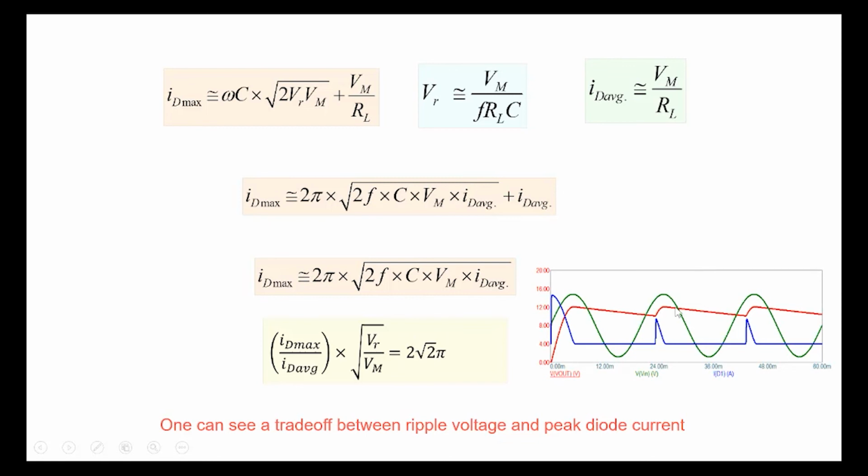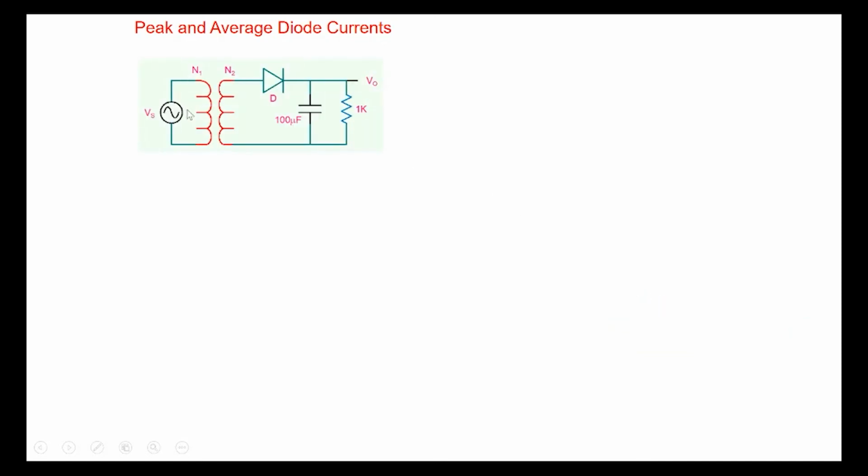diagram here, because if you reduce the ripple, then this particular part of the waveform, this particular time period, becomes smaller and smaller. And in that small time, the diode has to conduct and supply all the charge that the capacitor has lost through RL here. And therefore the peak value will become larger and larger. So as you reduce the ripple, the delta T here becomes smaller and smaller, and therefore I will become larger and larger. So let's see an example.